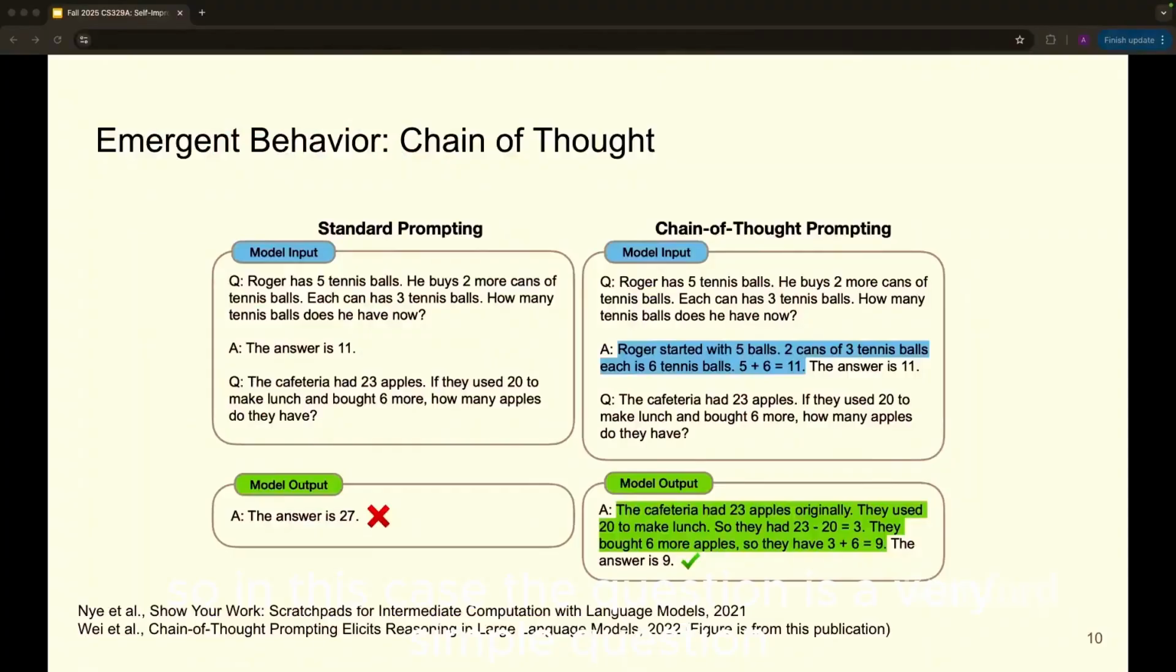So in this case, the question is a very simple question. Roger has 5 tennis balls. He buys 2 more cans of tennis balls. Each can has 3 tennis balls. How many total tennis balls does he have now? And instead of just saying 11, we're walking the model through how to get to this. Roger started with 5 balls, 2 cans of 3 tennis balls is 6, and 5 plus 6 is 11. With this example, the model becomes familiar with the process to get to the answer, and it can leverage that to answer new problems.